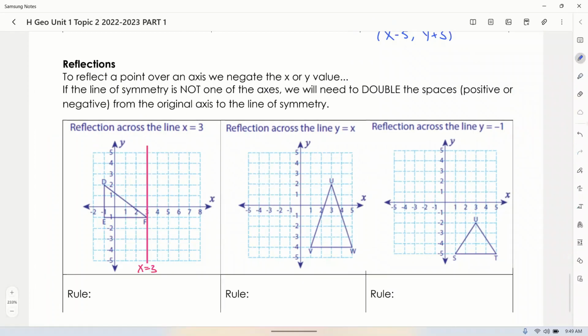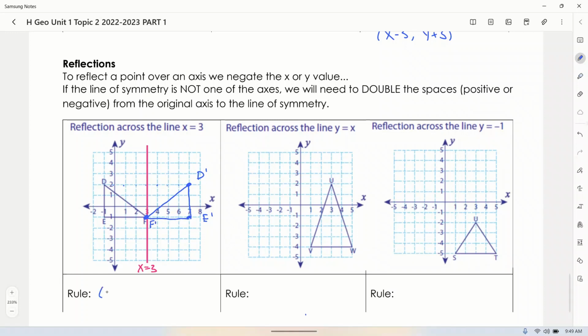Now, from a logical perspective, the way we've been doing this is we're going to say, okay, well, F's not going to move. D is 1, 2, 3, 4 to the left, so we're going to go 1, 2, 3, 4 to the right. And E is also 4 to the left, so we're going to go 1, 2, 3, 4 to the right. So really graphing these is not difficult at all.